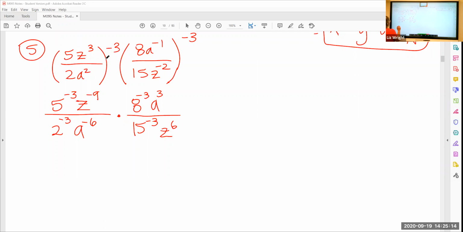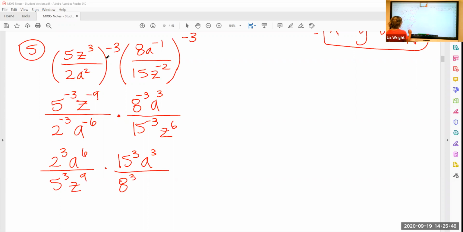All right, so what that means is that every term in that first fraction is going to move to the numerator. The other two in the numerator are going to move to the denominator, and that's going to give them all positive exponents. So we're going to have 2 to the 3, a to the 6th, 5 to the 3rd, z to the 9th, and then on the right-hand side, the 15 is going to come to the numerator to make it a +3. A is going to stay right where it's at because it's already positive. And then we've got 8 to the 3rd, and z to the 6th is going to stay right where it's at.